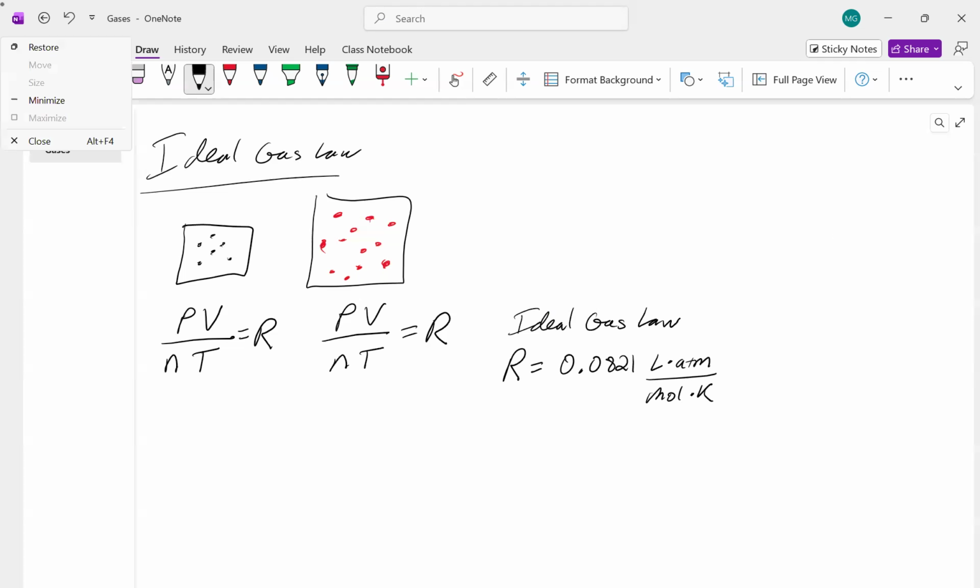And a lot of times we rearrange this equation to this, PV equals nRT. Some people call this "Pivnert," just to remember the formula. You need to memorize this.